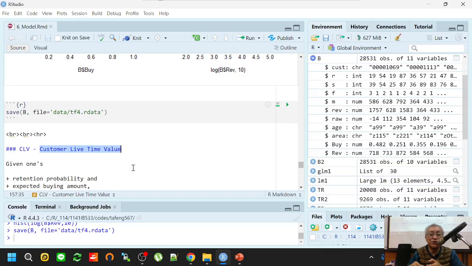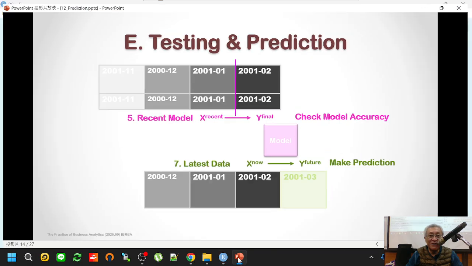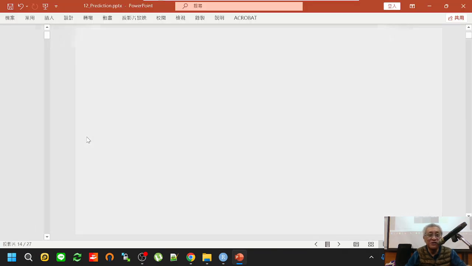After we do this prediction, there's one more concept that I would like to introduce: the concept of CRV in modern marketing. The marketer can use this CRV to evaluate the value of a customer to the company. Let me go to the slides first.